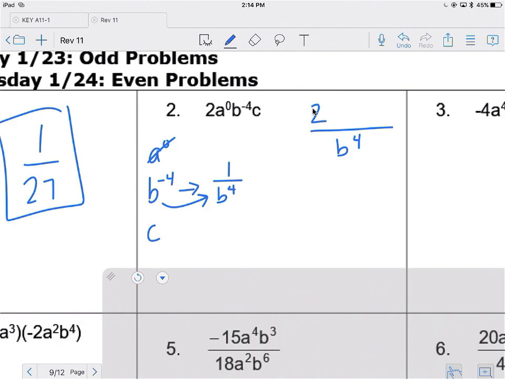C is just C. C is fine where it is. It's a positive exponent, so it has no problems being where it is. There's no other exponents. There's no 0. There's nothing else to combine it with.